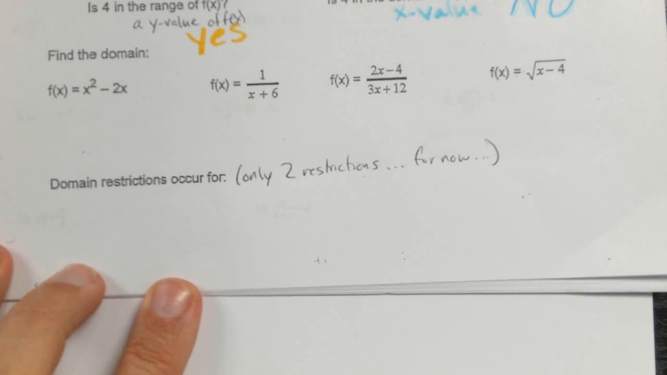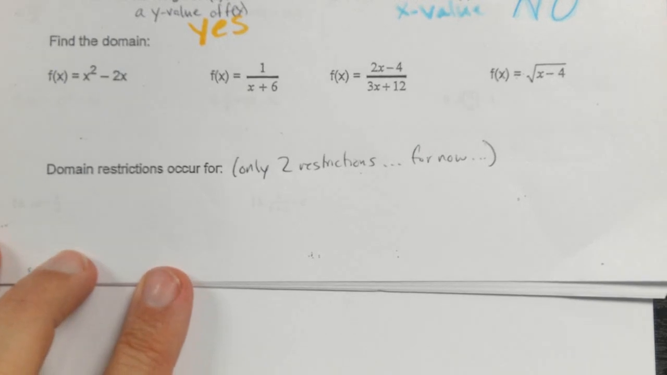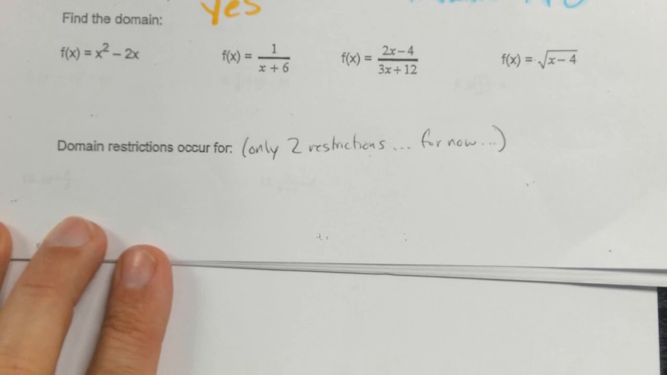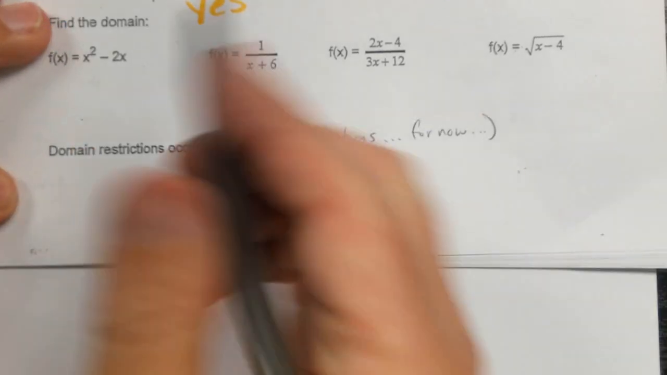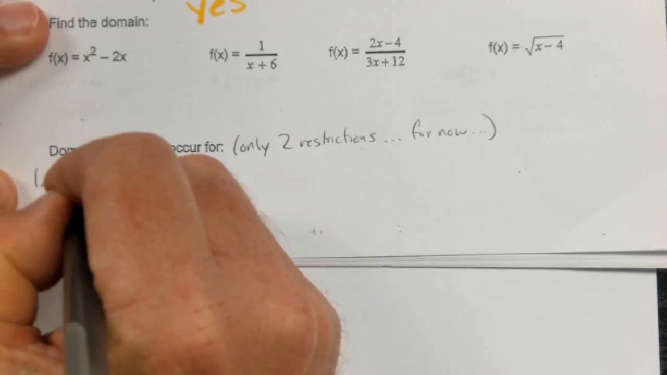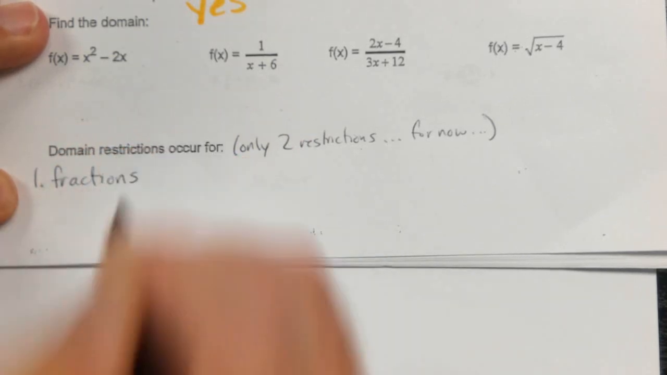This is one of those things where it's too much to teach all of it, and so sometimes we teach it as, oh, there's only 2, and then later on you learn that there's more, and you're like, well, wait a minute, my Algebra 2 teacher said there's only 2. No, I'm saying there's only 2 for now. Later in life there's more, but for now we only have to worry about 2. And the first issue is fractions.